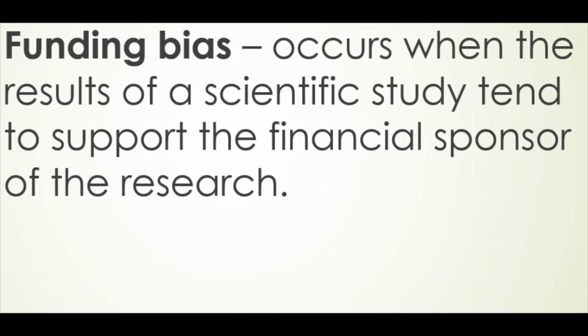Next is funding bias. So funding bias occurs when the results of a scientific study tend to support the financial sponsor of the research. So for example, if we wanted to know what cell phone company has the clearest calls, but Verizon is paying for the research, it's going to be very difficult for the researchers to completely ignore the fact that one of the companies in their study is paying the bills. And so that's where you get that funding bias.